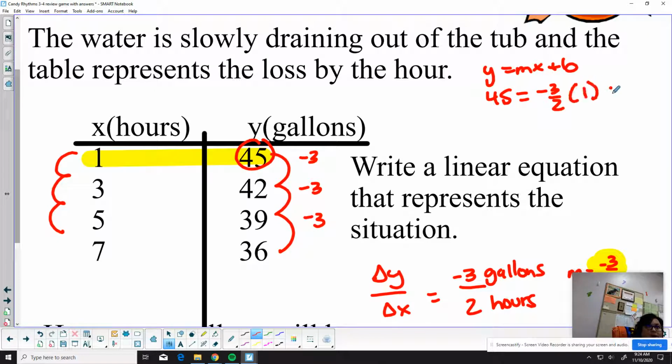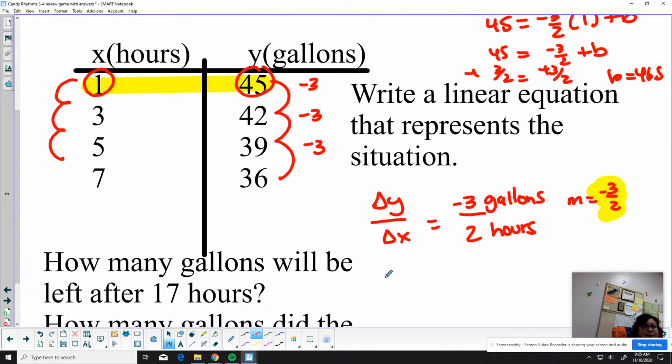And x was 1. So I just used these for x and y and my slope that I came up with. Now I'm going to solve and get my b. So I'm adding 1.5 to both sides. So b is 46.5. So my equation then, I've got my b and my m, y equals -3/2 x plus 46.5. Okay, so at 0 hours, there was 46.5 gallons of water in that tub.